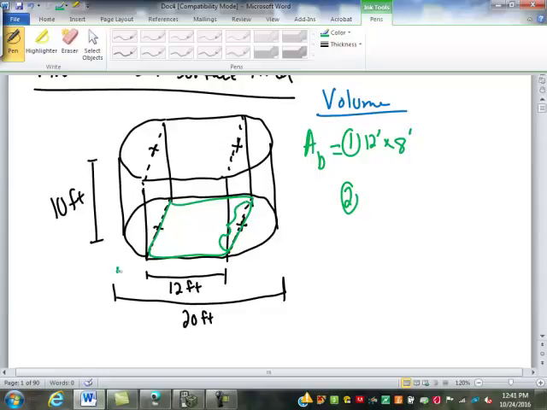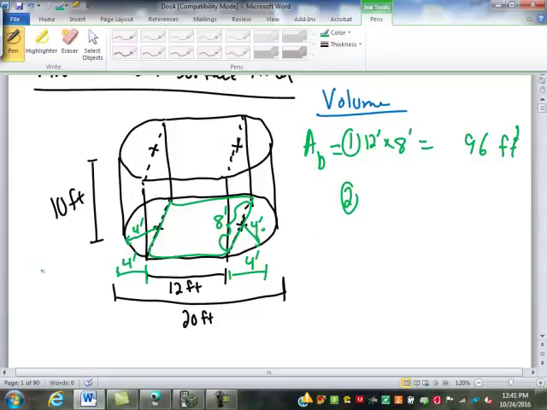20 minus 12 is 8 feet, and that's going to be split into 4 feet on each end, right? So that means that these circles each have a radius of 4 feet, which means they have a diameter of 8 feet. So it's going to be 12 by 8, which is 96 square feet. The next part is the two half circles.